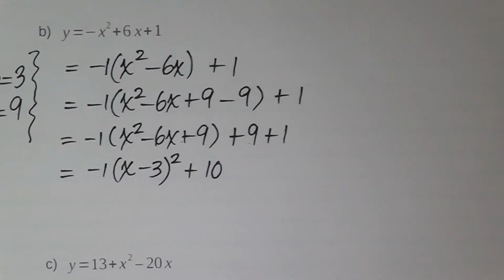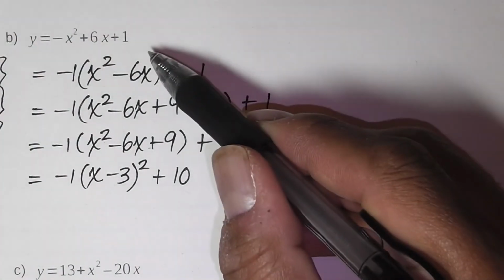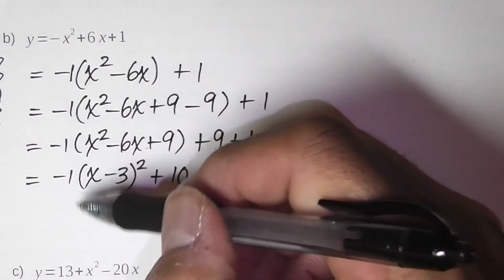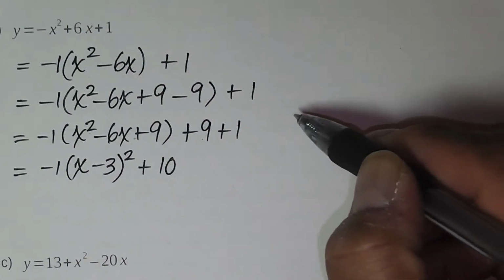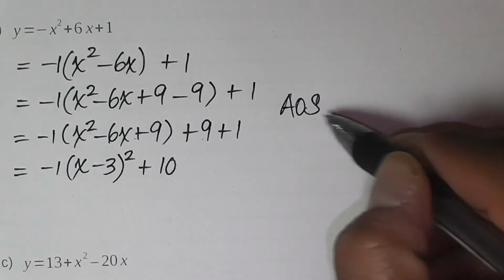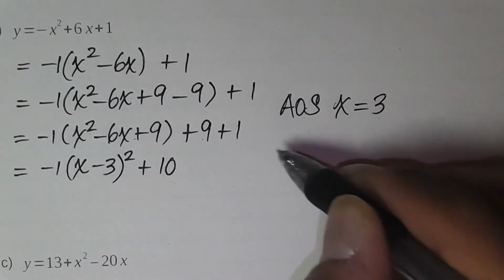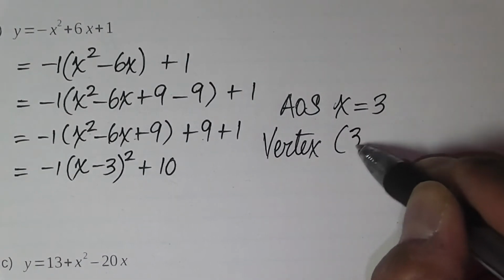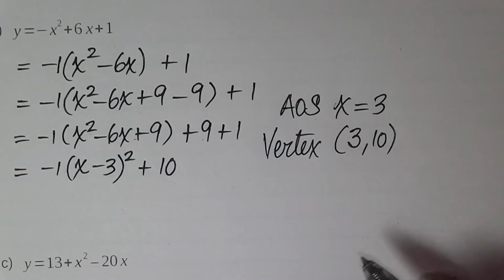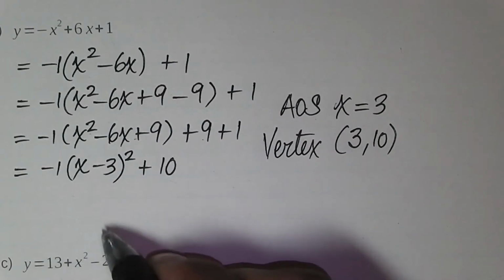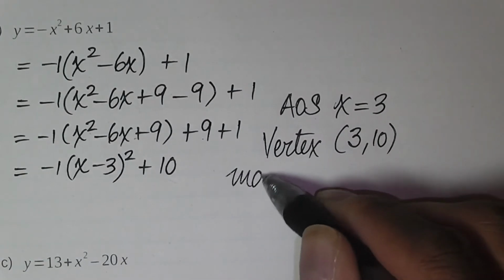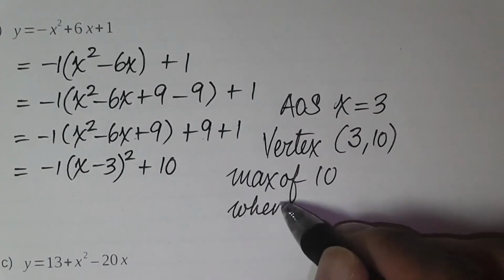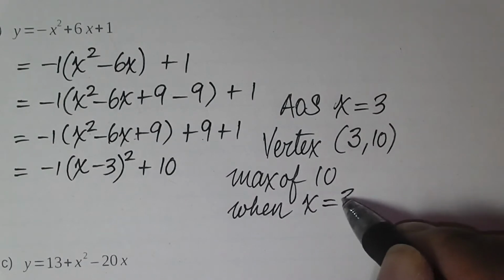So what did we achieve with this? We've taken our standard form and written it as vertex form. Notice both have the same value of a, negative 1. So this tells me that my axis of symmetry is x equals 3. My vertex is 3, 10. My parabola is opening down, so I have a maximum value of 10 when x equals 3.